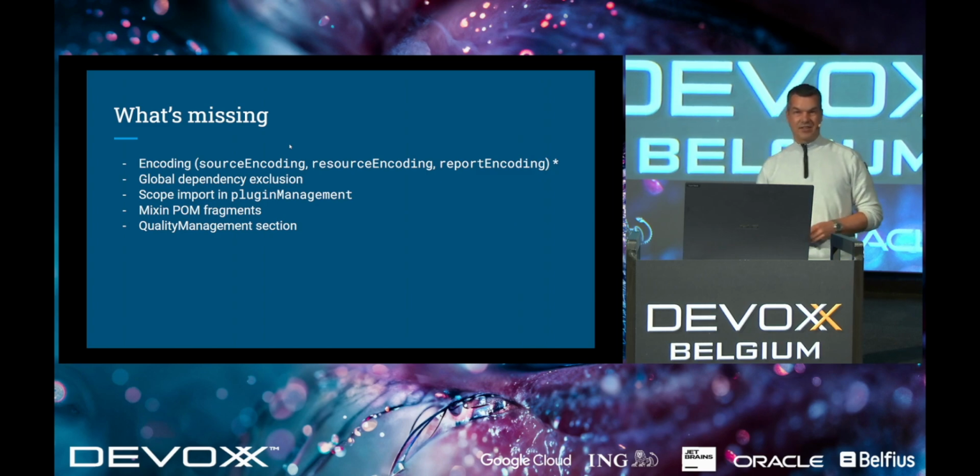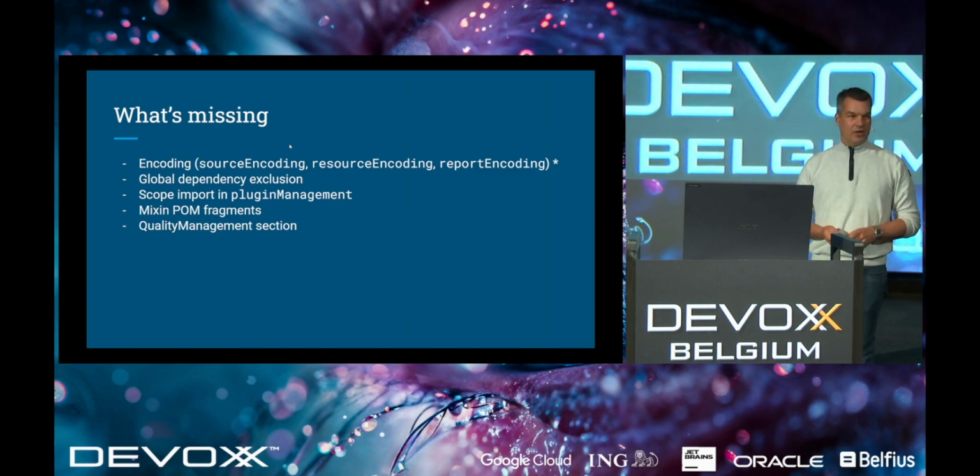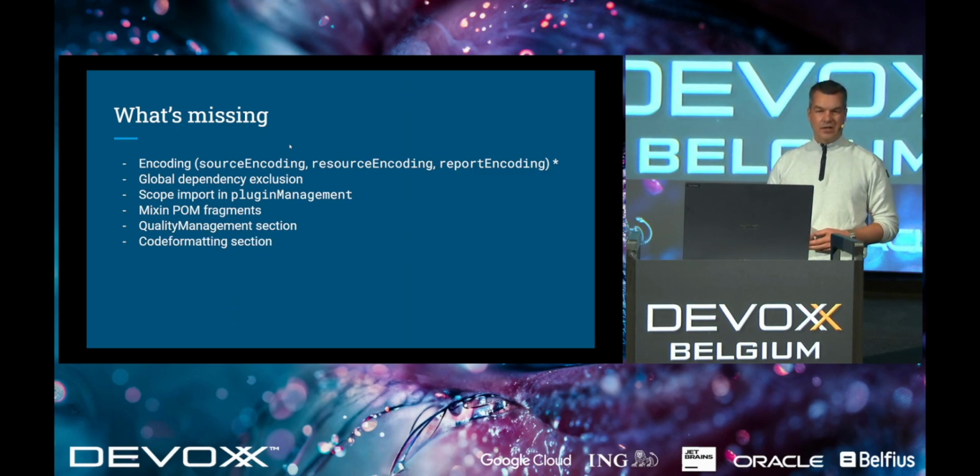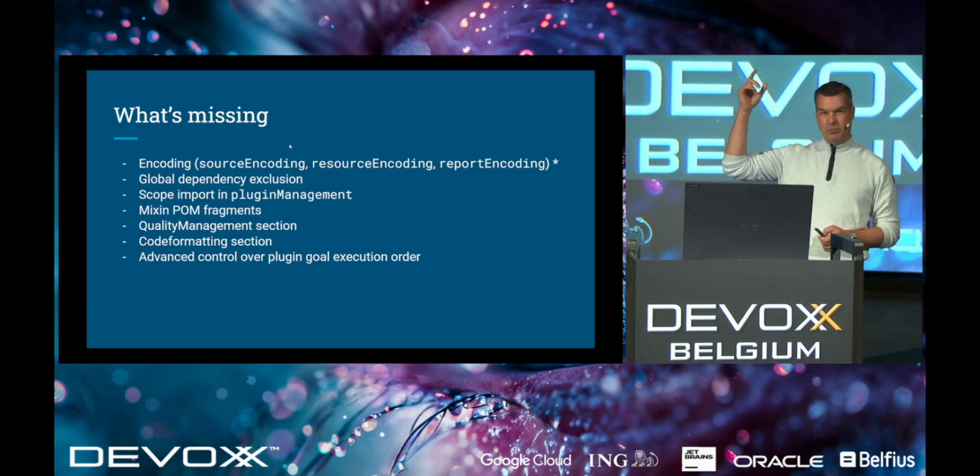The quality management section, there's no reference to, for instance, SonarQube with explicit details where to find it, etc. Code formatting section, it's always currently a file outside of it. Would be great if the POM file also supports something like that. Advanced control over plugin goal execution order. As you might know, you can only specify a plugin once in your POM file, but suppose you want to control the order combined with another plugin. We've had situations where we just could not solve this.